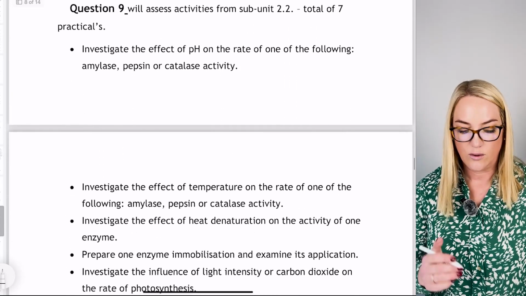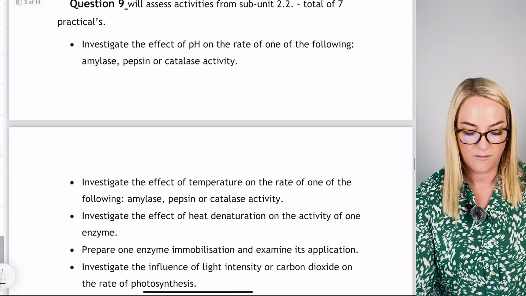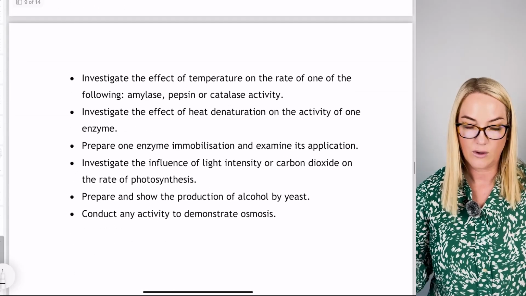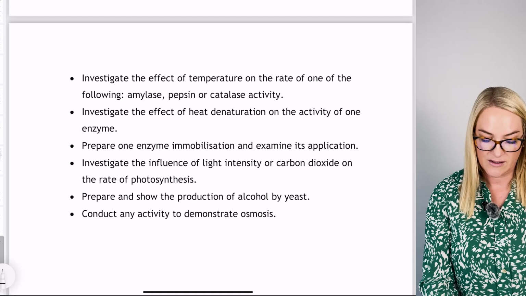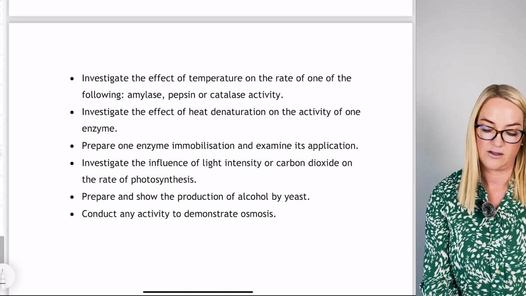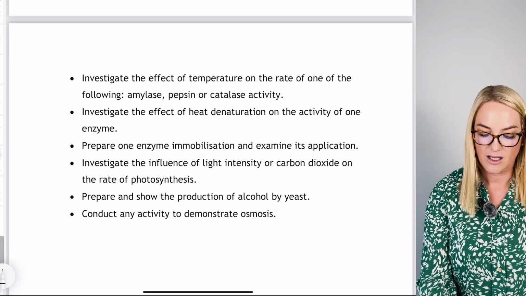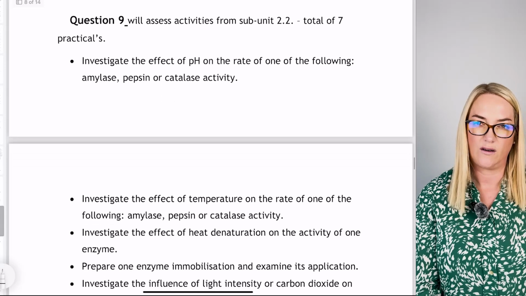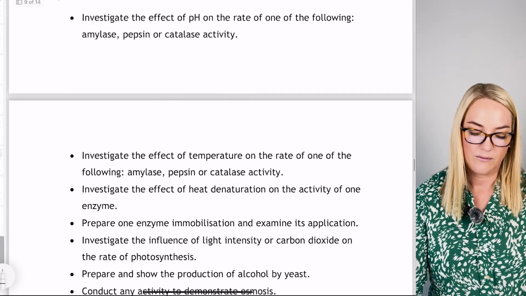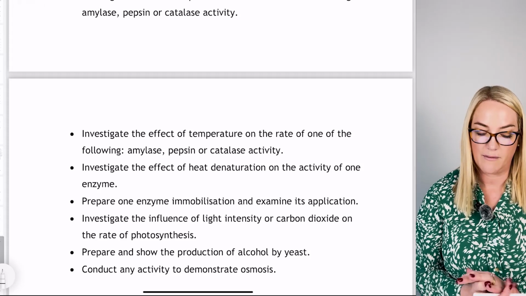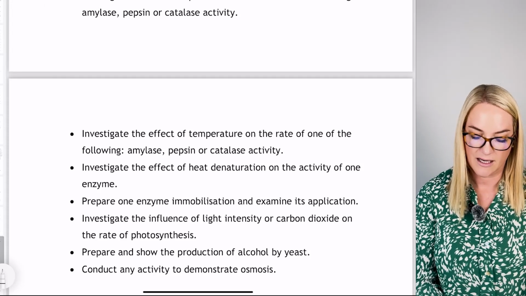Question 9. So question 9 is we have our 4 enzyme experiments. We have our photosynthesis, to demonstrate osmosis, and prepare and show the reduction of alcohol by yeast. In 2024, it was all about immobilized enzymes. But be aware, there's 4 experiment questions there.